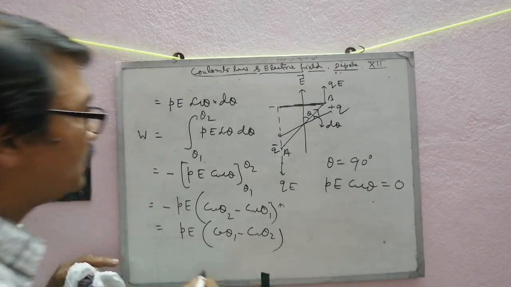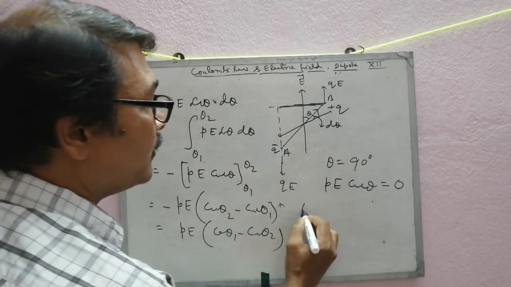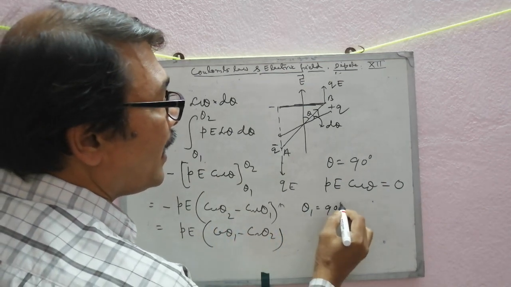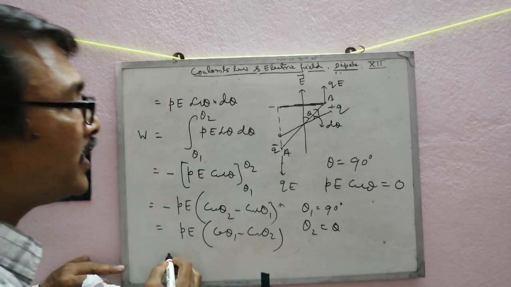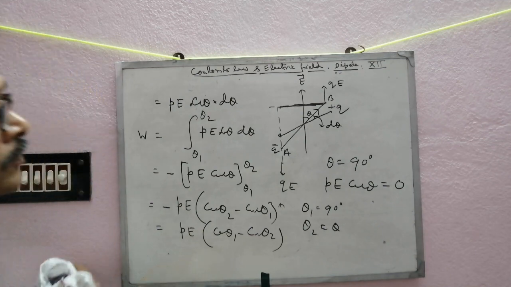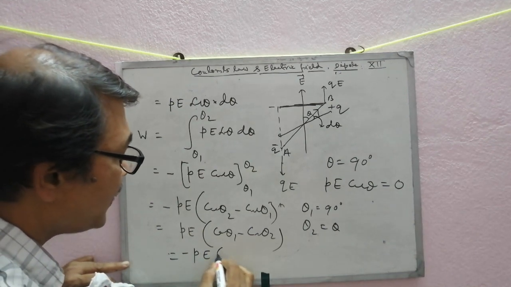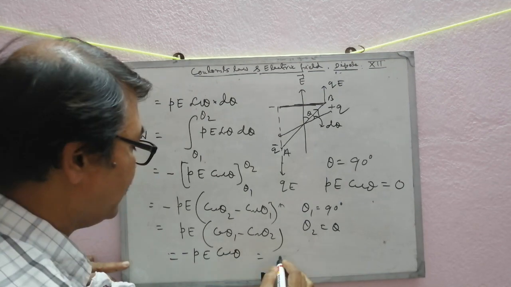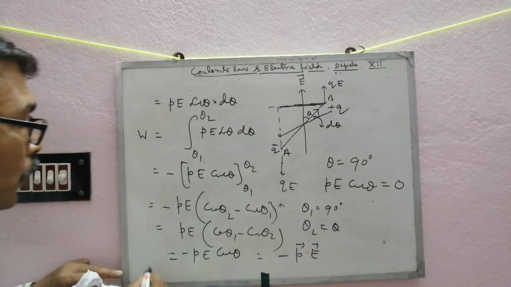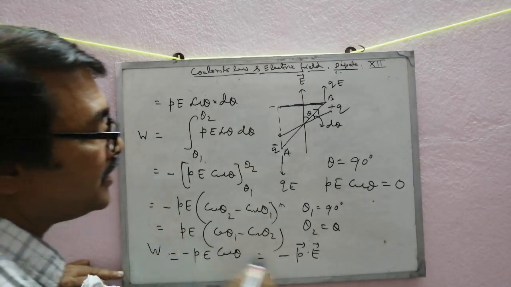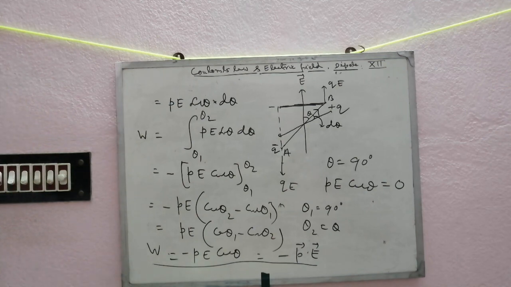So if theta 1 equals 90 degrees and theta 2 equals theta, then what will be the equation? Potential energy is minus PE cos theta, that is minus P dot E. Follow, this is the potential energy. Okay, so minus PE cos theta.